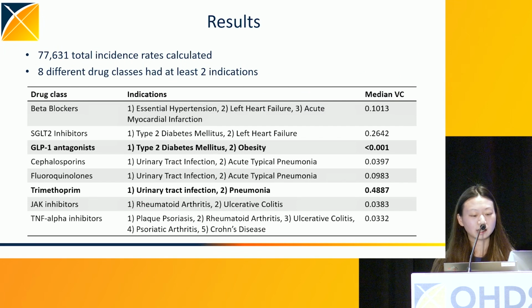For our results, we had a total of 77,000 incidence rates that were calculated. And as I mentioned, 8 different drug classes had at least 2 indications. And then here on the rightmost column, you'll see the median variance component for each drug class. What this means is that for each drug outcome pair in that class, we calculated a variance component, and this is the median across all 73 different outcomes. And what this number tells us is how much heterogeneity can be attributed to the indication differences. In other words, if a drug class has a high median variance component, the heterogeneity that can be attributed to indications is higher. And here we see that the drug class with the highest variation by indication is trimethoprim, and the drug class with the lowest variation by indication is GLP-1 agonists.